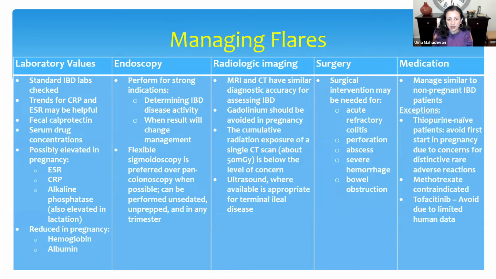If they need imaging, MRI without gadolinium is preferred, but if you're somewhere where they don't have that and it's an emergency, a CT can be done. The amount of radiation exposure from a single CT scan at 50 mg is below the level of concern. And surgery, we have done colectomies in patients with severe UC in pregnancy. The intervention would be for similar reasons as the non-pregnant patient. So if it can't wait, it's better for mother and baby to have the surgery during pregnancy.